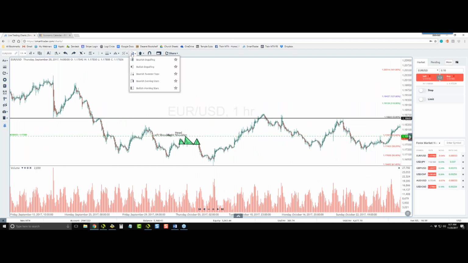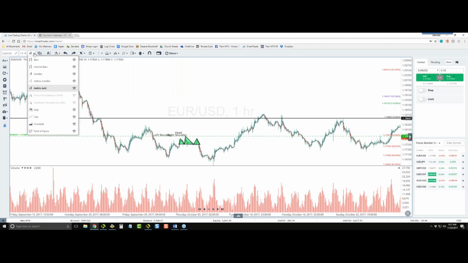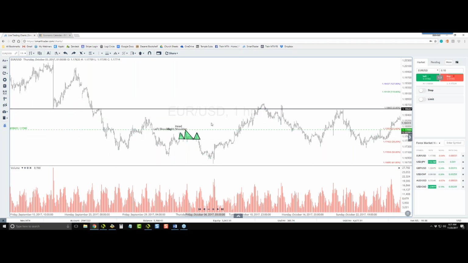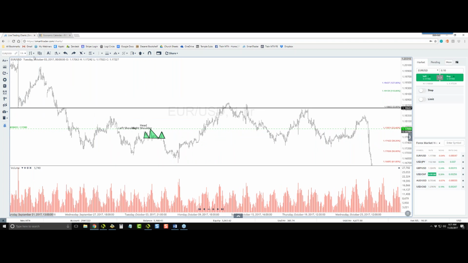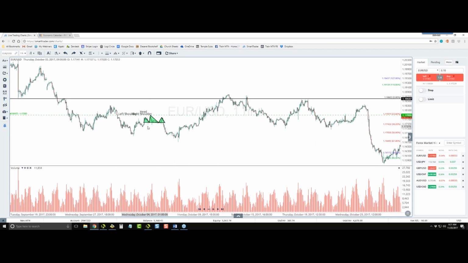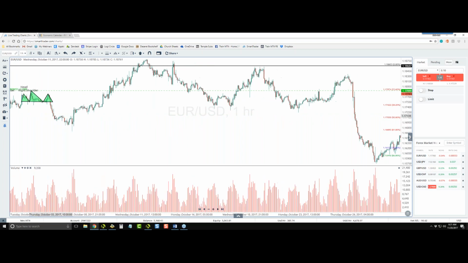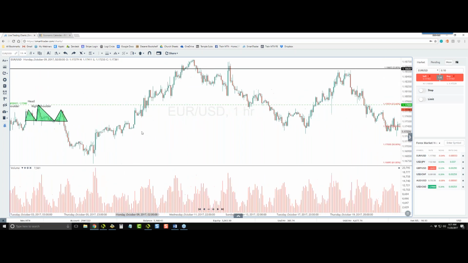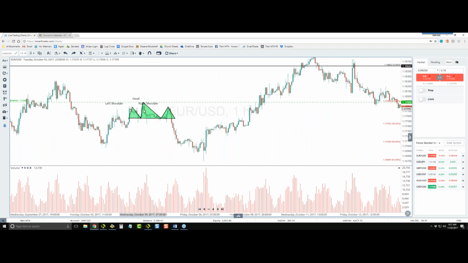Let's see. Oh, those are Heikin-Ashi candles. That's why it's so weird. All right, candles. There we go. Cool, that is a lot better. Not for what I was talking about, but it does look a lot better. I was wondering why everything was overlapping so much. Hey, that's still a good head and shoulders pattern, though. And it still worked out.